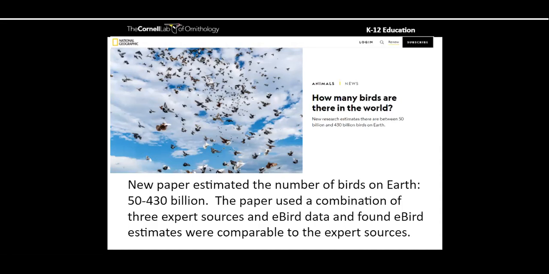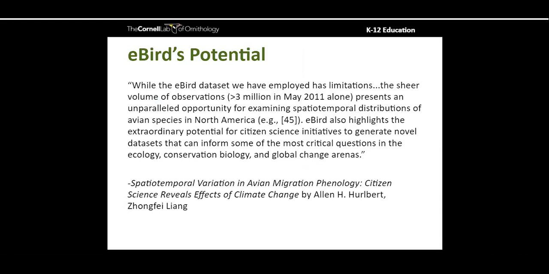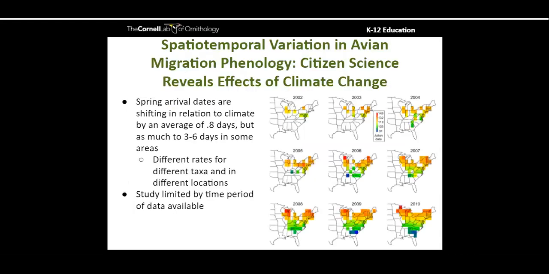Awesome. So that's a cool paper. Here is another one that is a little bit more relevant to our conversation. Oops, these slides are a little out of order. Here we go. This was a study called Spatiotemporal Variation in Avian Migration Phenology: Citizen Science Reveals Effects of Climate Change.